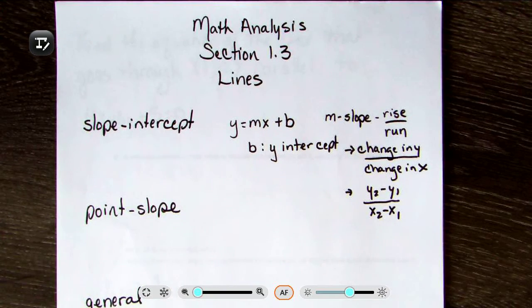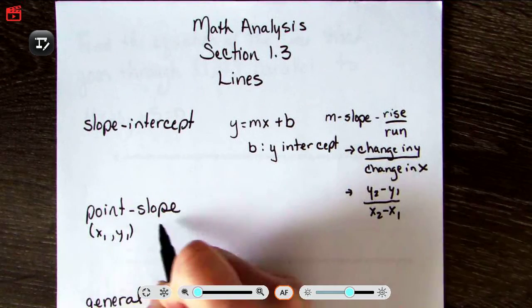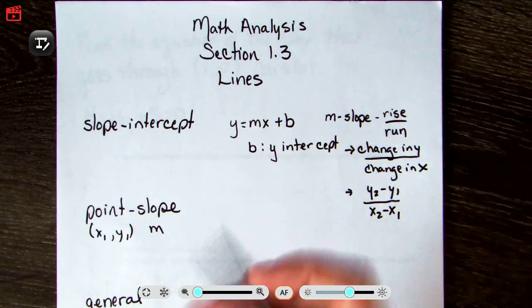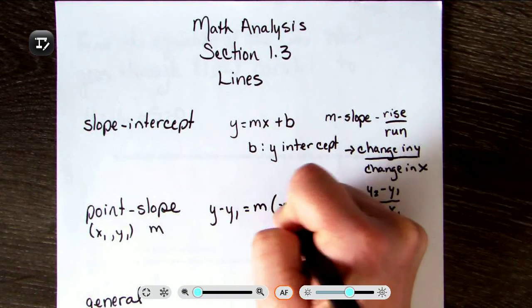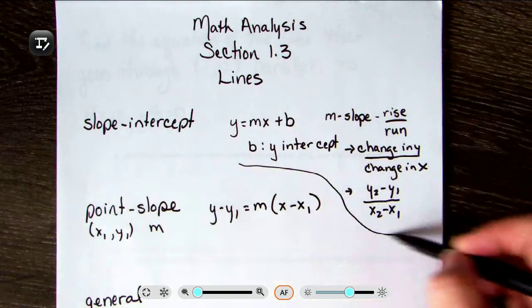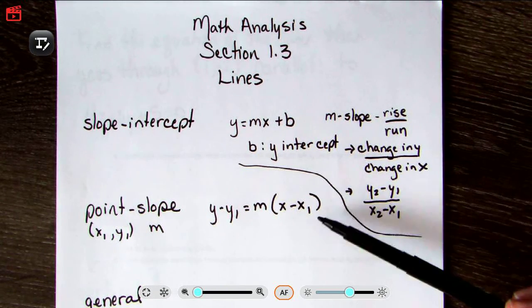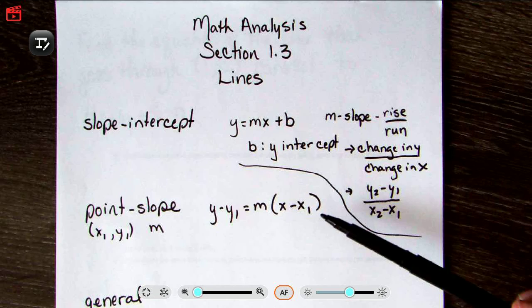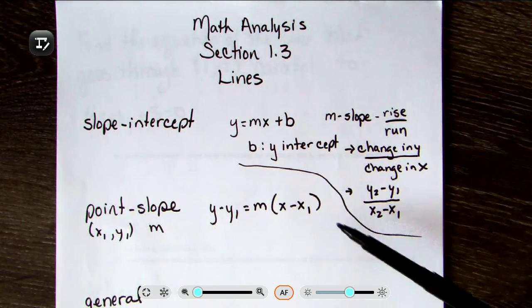Another useful form is our point-slope form. And here we need a point, call it x1, y1, and again our slope, which is m. And then our equation will look like this. This is used most of the time when we have a point and a slope and we want to get the equation. We don't usually have it in this form given to us, but we use this form to get the equation given a point and the slope.